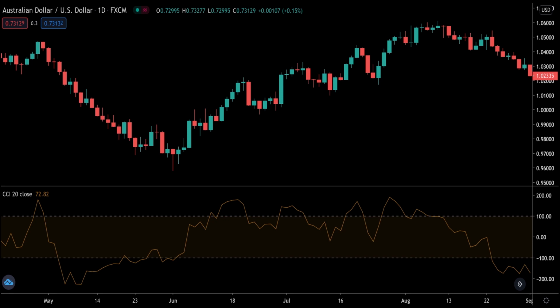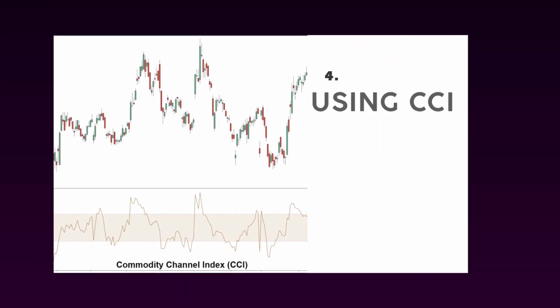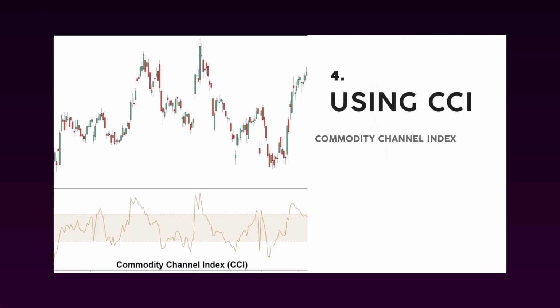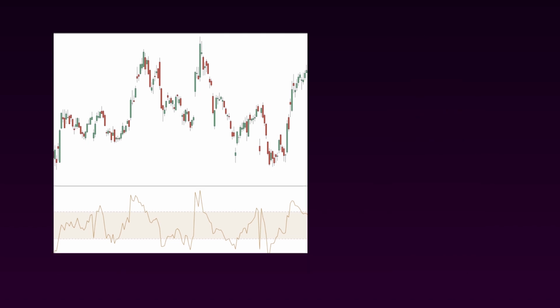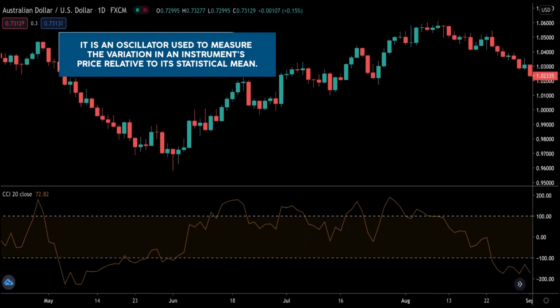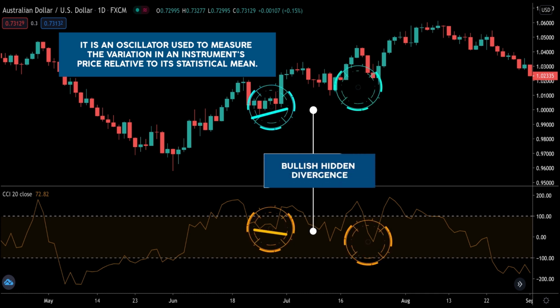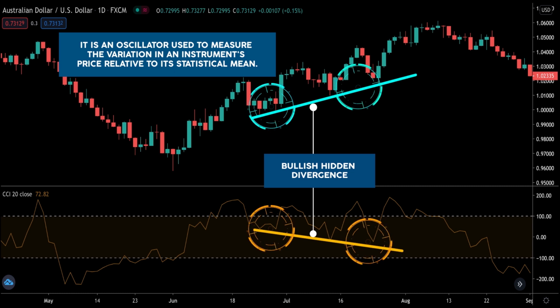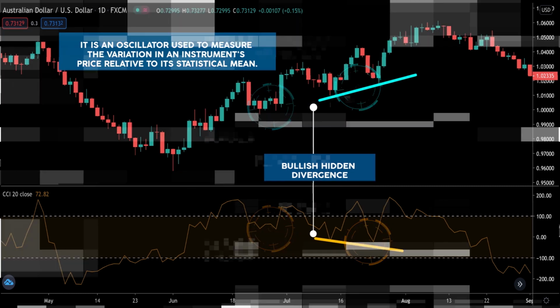And the last indicator that I recommend you use is the Commodity Channel Index, or CCI in short. It is an indicator used to measure the variation in an instrument's price relative to its statistical mean. I've yet to record a video about this indicator, but if this is something you are keen to learn, do leave a comment below to let me know. Here are some examples of how you can spot divergence using the Commodity Channel Index.